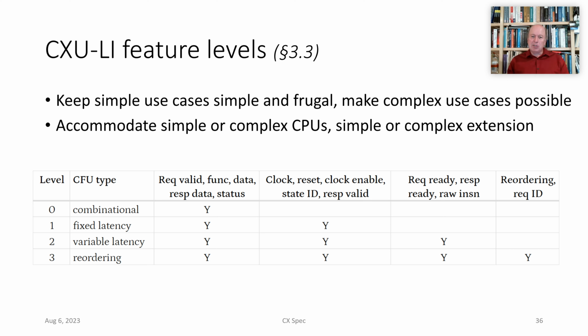Level 0 is for combinational CXUs, with ports signaling the requested CXU, function, and data operands, and with response data and status. Level 1 is fixed latency clocked CXUs, which add clock, reset, clock enable, a state ID, and a response valid. Level 2 is for variable latency streaming CXUs, adding valid-ready handshakes on requests and responses. And level 3 is for response reordering CXUs.